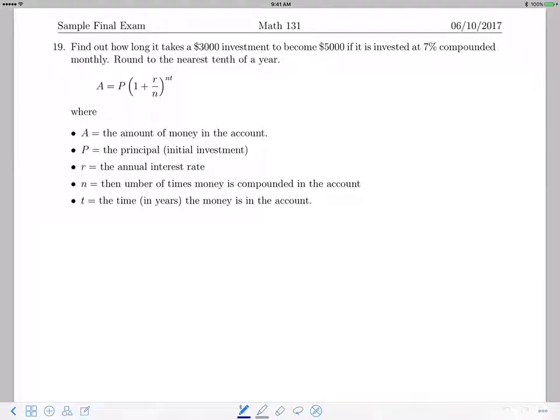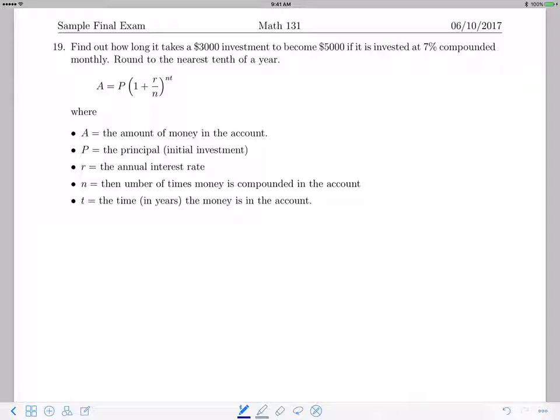In this last video, we're going to look at numbers 19 and 20. Find out how long it takes a $3,000 investment to become $5,000 if it is invested at 7% compounded monthly. Round to the nearest tenth of a year. Okay, now we have a formula here. A equals P times (1 plus r over n) to the power of nt.